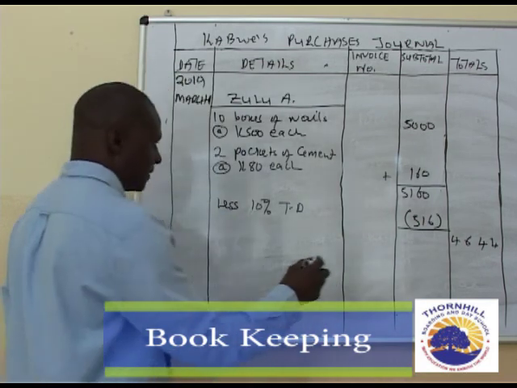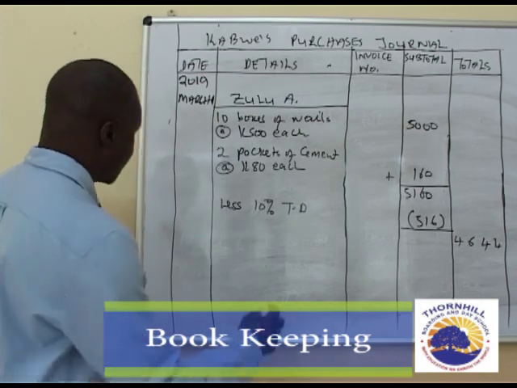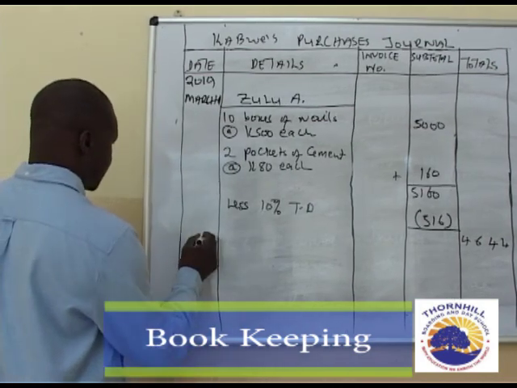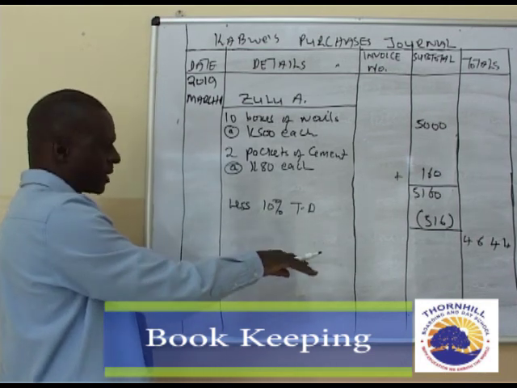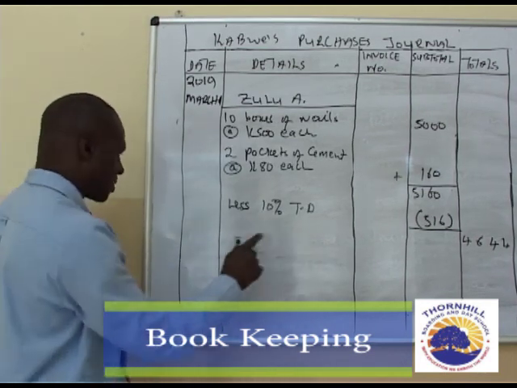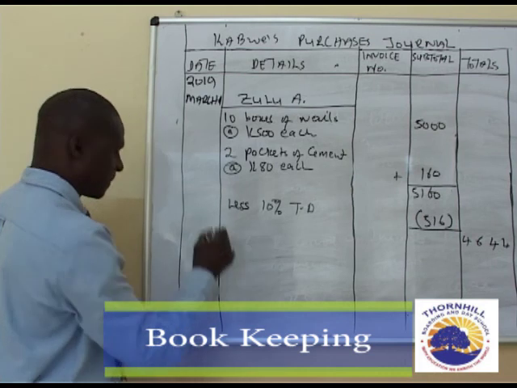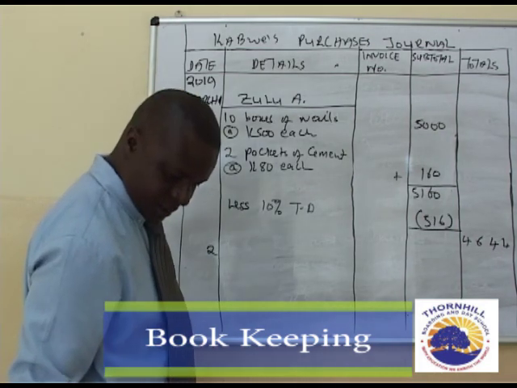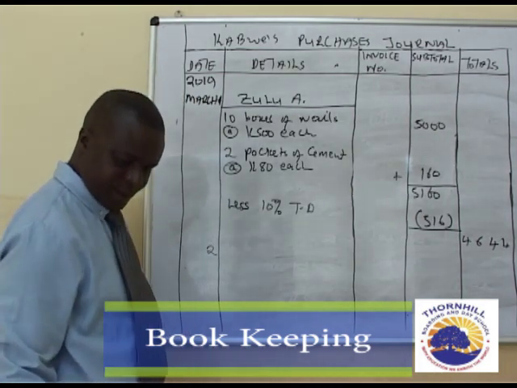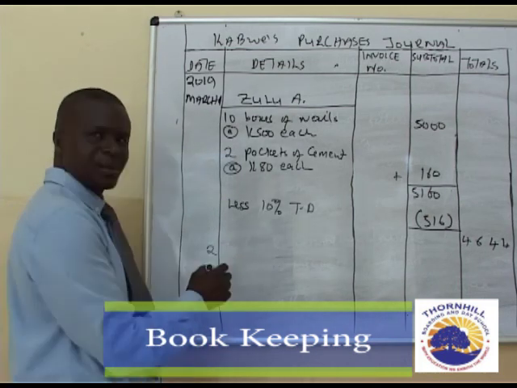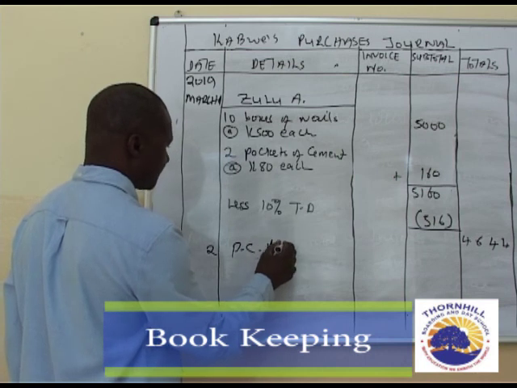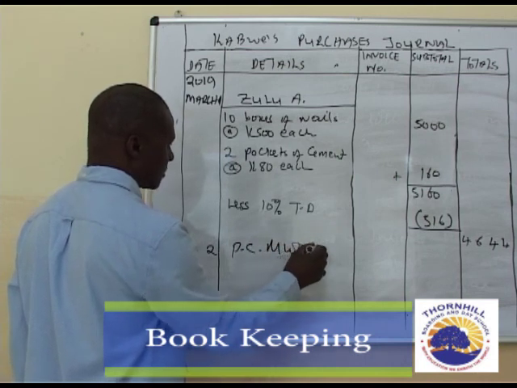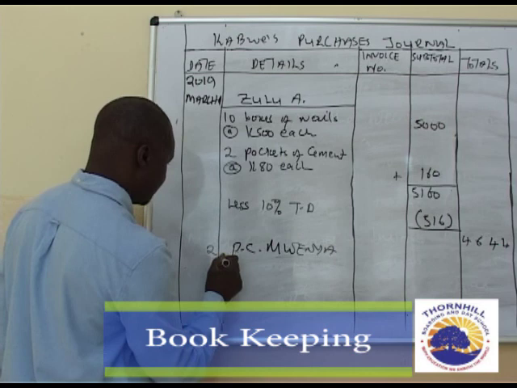Then the next transaction was on March 2nd. So just say 2nd, leave a line, please do not congest your work. Leave a line or so, then you go and say 2nd. We bought some of the items from PC Mwenya. Copy the name PC Mwenya in capital letters. Underline it.